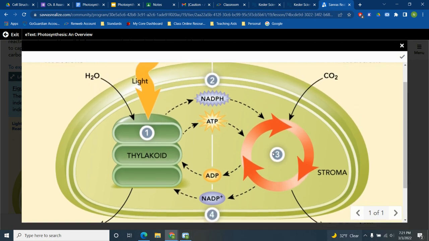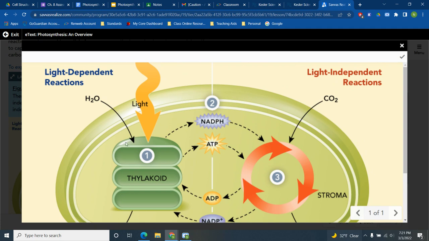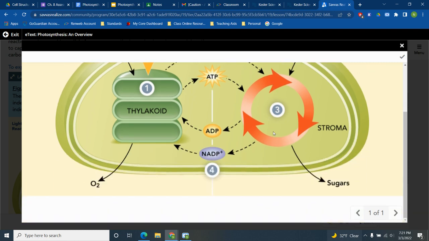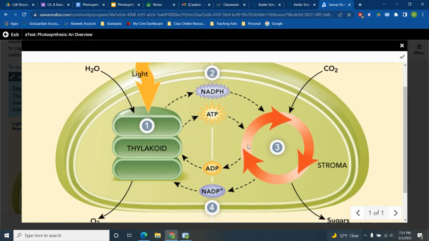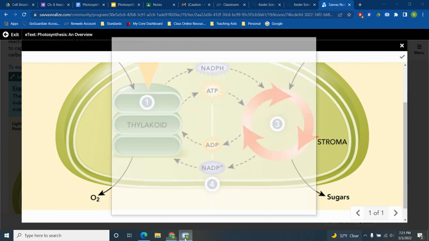Okay, so I told you we would be doing this. So here is the light-dependent reactions. Here's our light-independent reactions. Here are reactants, and here are our products. Okay, we're going to be looking at the Calvin cycle a little bit more in depth, but here is just a quick overview of photosynthesis itself.